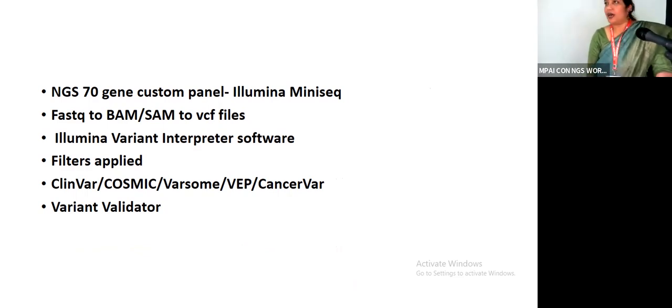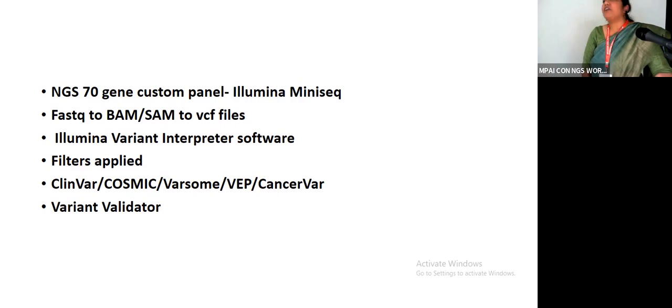Now, in our lab, what we have standardized is a 70-gene custom NGS panel, and we're working on the Illumina MiniSeq platform. I will not discuss this because I know by now you have become learned scholars in NGS. So basically, when it comes from the machine, it is in the FASTQ form, converted to BAM or SAM file, then ultimately to the VCF file. And we use the Illumina Variant Interpreter software for getting an Excel file.